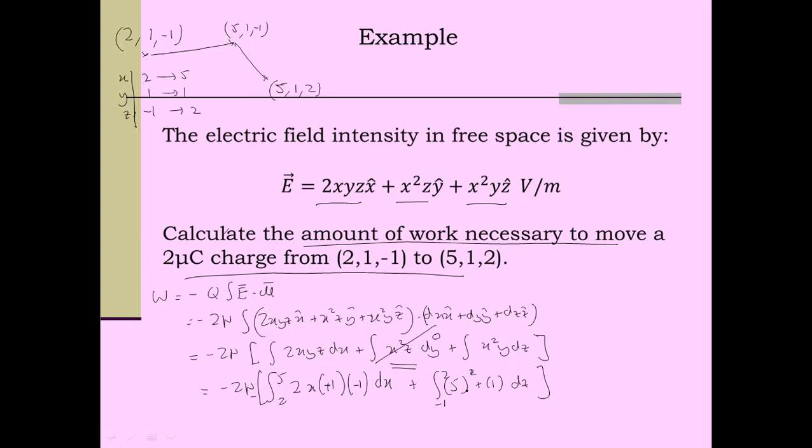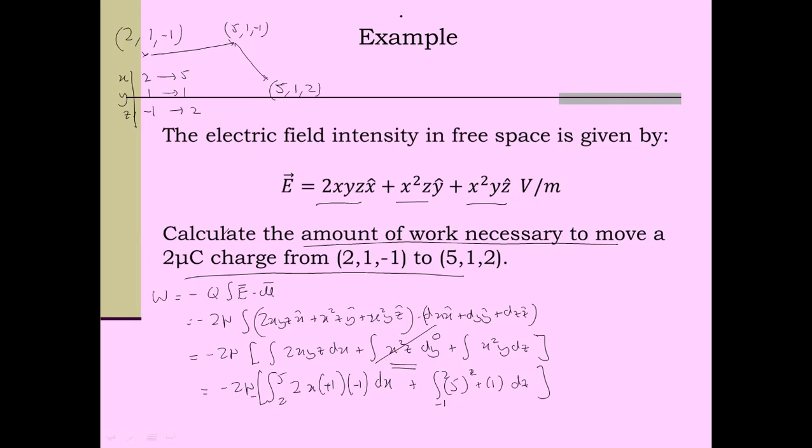So what we did is that we segregated the path. Initially, it is from 2 1 negative 1 to 5 1 2. So what we did here is that we are taking another route, but we are dealing with the same initial and end points. We took another route just for the sake of simplifying, or making the integration easier to calculate. That's the reason why. Okay, so we proceed with the integrations here.